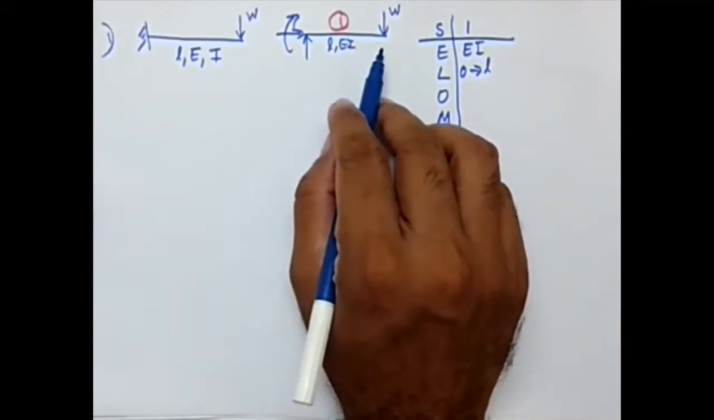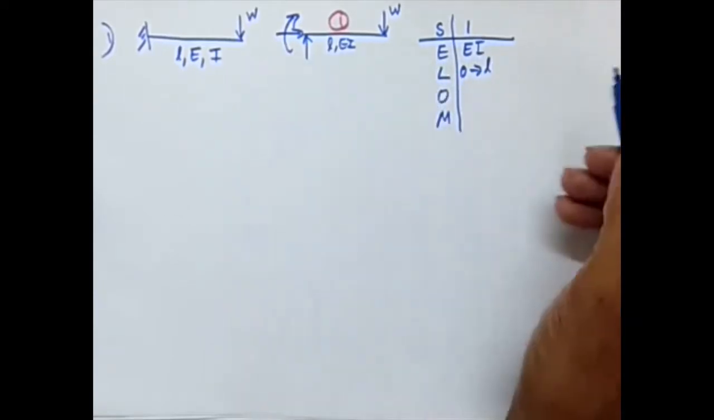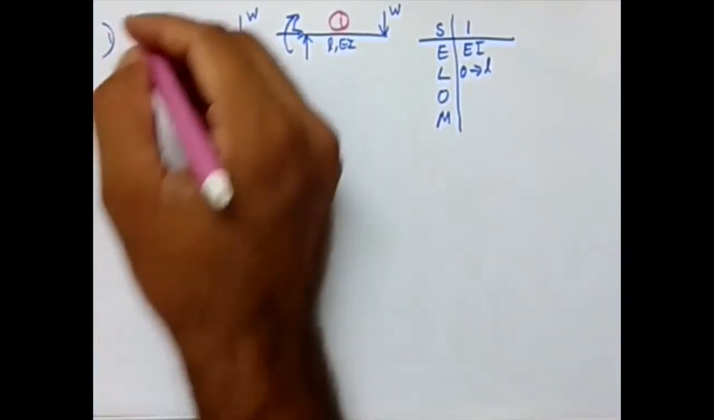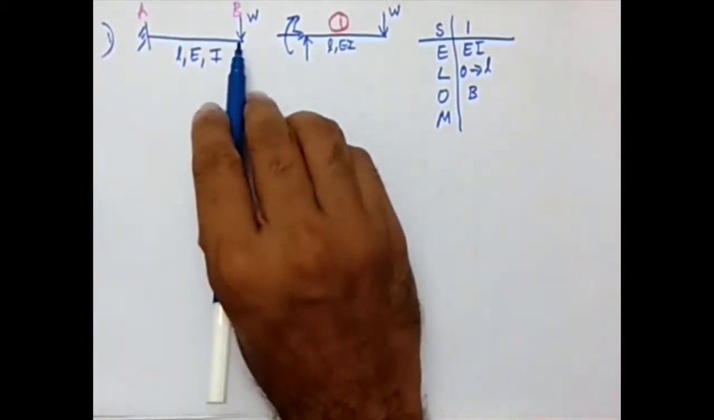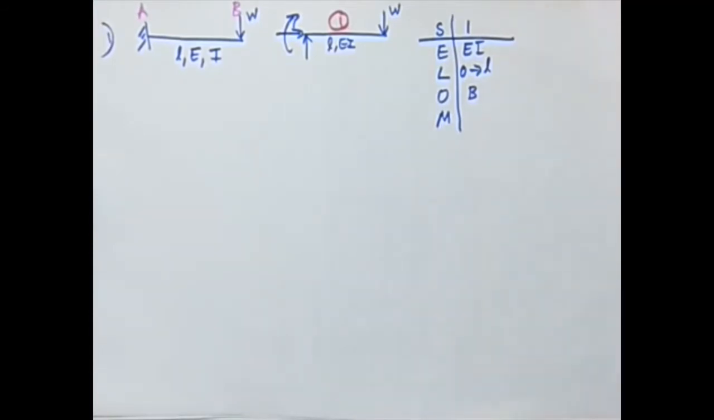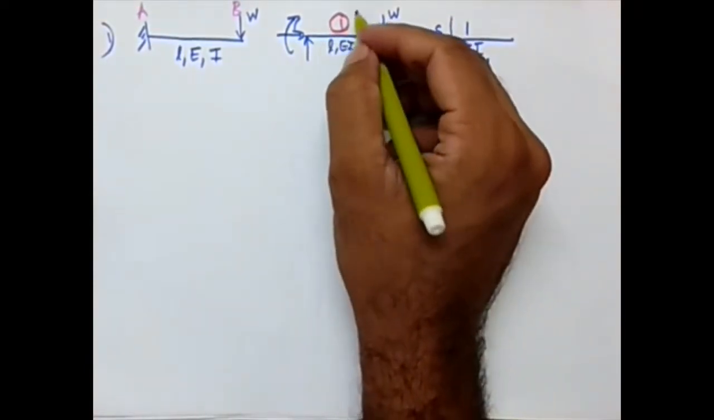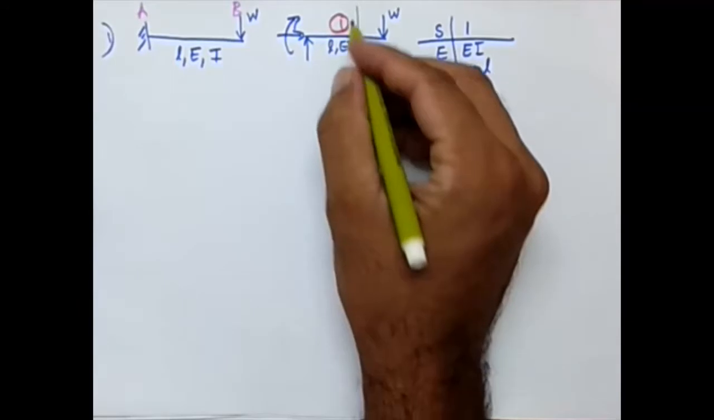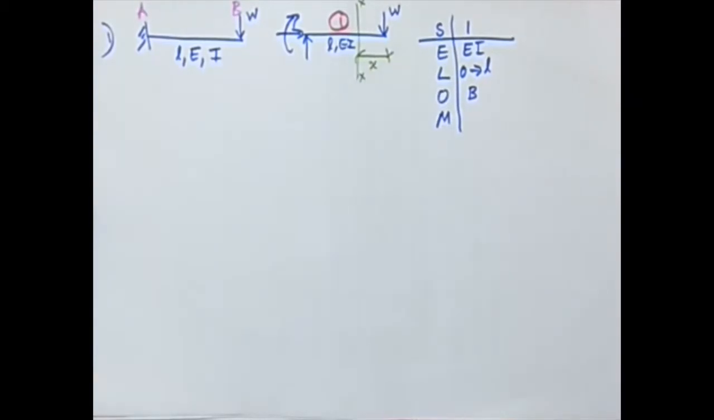For a cantilever beam, it's always advisable to take the free end as the origin. I'm naming this point A and this point B. Then the origin is the free end B, and I need to take the moment, so I need to consider a section within the segment. I'm considering a section XX, and the distance from the origin will be marked as X. You should be very careful: always mark the distance X from the origin. Here the origin is B, so this distance is X.